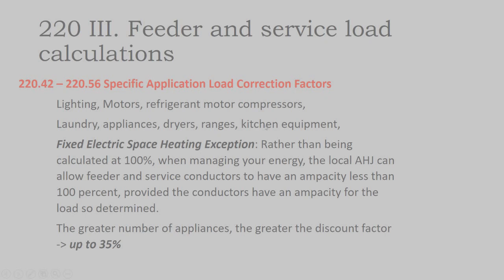Back on what these correction factors are when we're sizing our feeder circuits. We have different correction factors for lighting circuits, motors, space heating. Let's just look at space heating as an example. Rather than being calculated at 100%, when managing your energy, the local AHJ can allow feeders and service conductors to have less than 100%, provided the conductors have the ampacity for the load so determined.